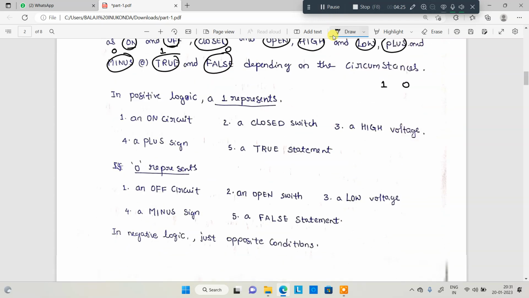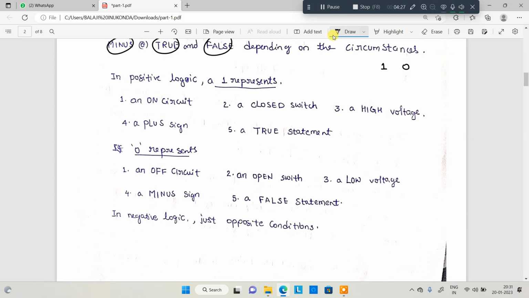Now we have two logics. Those logics are positive logic and negative logic. Throughout our lecture, unless they mention it in the examination, you should consider only positive logic. All of you got my point? Unless it is mentioned in the examination that you should use negative logic, only then do you consider negative logic. Otherwise, in any question in the objective examination you are attending, consider only the positive case.